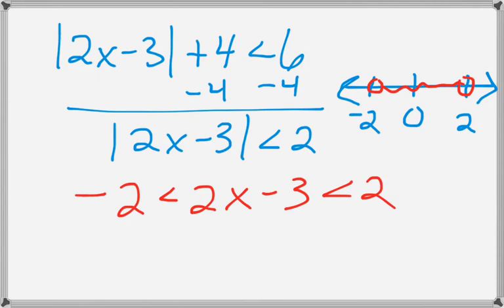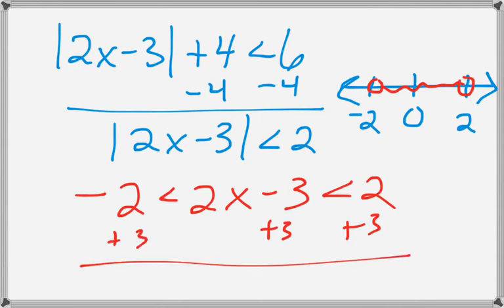Notice how the absolute value is not there anymore. It doesn't really make a whole lot of sense to keep it there. I guess it's still a true statement, but saying that the absolute value of something is greater than a negative number isn't saying much. We already know absolute value is never negative. So what we're doing here is we're focusing on what should the stuff inside the absolute value be. And we're saying it should be between negative 2 and 2. And now we can finish solving this by doing the same thing to all three parts.